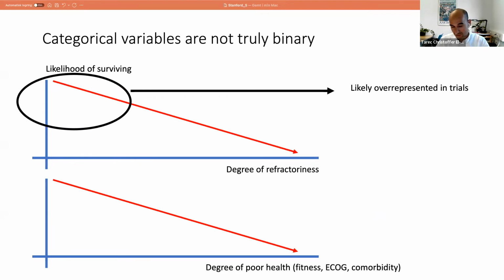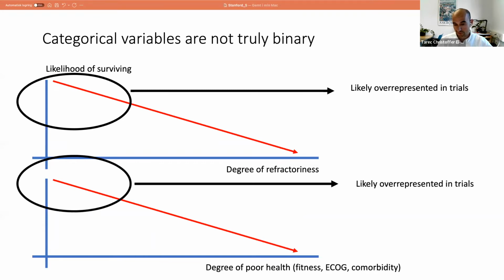And similarly, you can say with performance stages like the ECOG performance stages, even within the same category, for example, ECOG 2, there would be a difference in outcomes. You can be ECOG 2 because you are sick from your lymphoma, and you can be ECOG 2 because you have a lot of comorbidity, and probably this matters a lot which one you belong to.